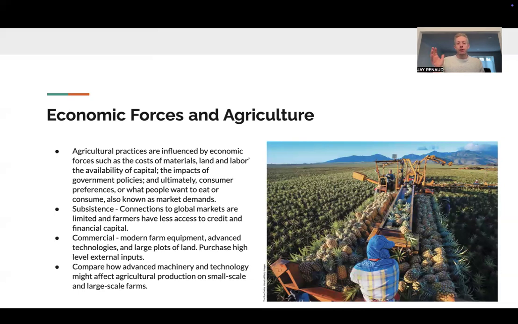Okay, so agricultural practices are influenced by economic forces. I think that's probably pretty self-explanatory. Where we have subsistence agriculture, connections to global markets are going to be more limited, right? Less capital, less credit. Commercial agriculture has advanced technology, and we're going to have large plots of land. I always get my students to think about when we're driving down in central and southern Illinois, those farms are huge because those farmers can farm gigantic acreage with the machinery that they have.